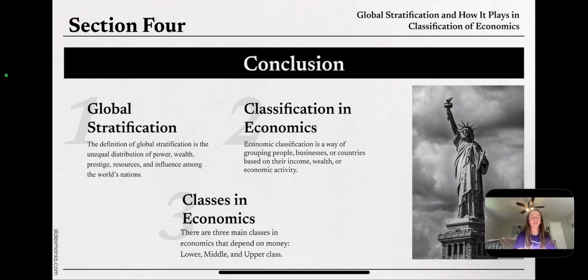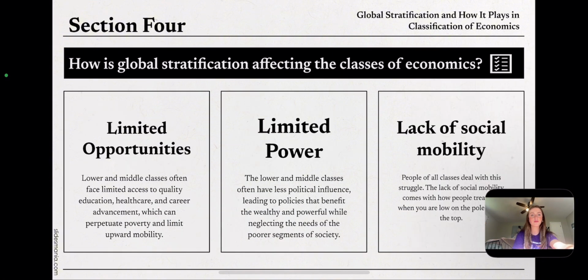Global stratification, classification in economics, and the classes in economics were the three main talking points of this presentation. After presenting all the information, let's put it together and answer the question: How does global stratification play into the role of economics? After hearing all this information, you're probably asking, where is this going, and how do we connect all the dots? The limitations of opportunity, power, and the lack of social mobility is all due to global stratification, and this happens when economics comes into play.